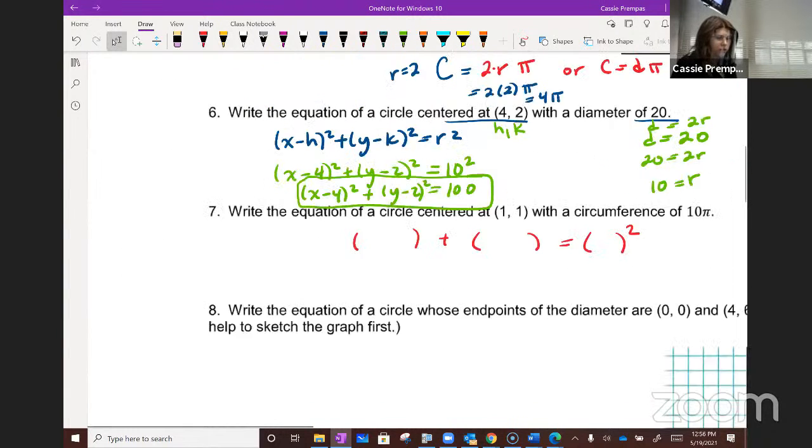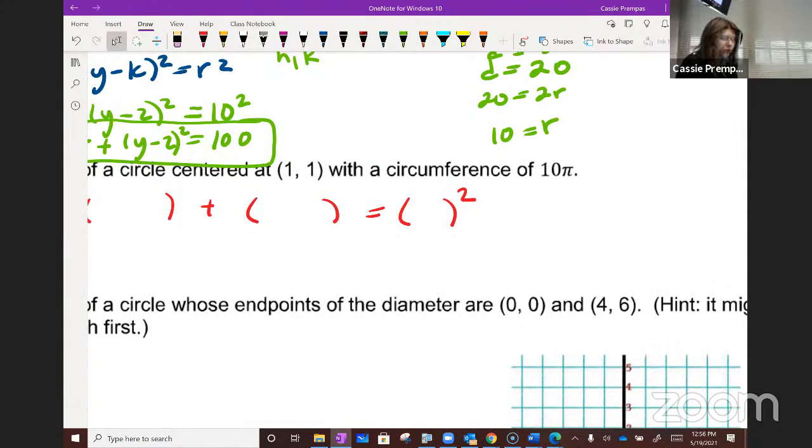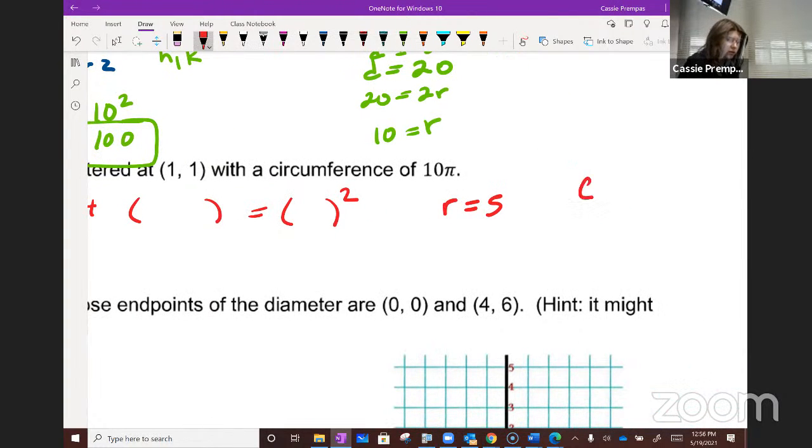Number 7. Can someone raise their hand and tell me, what did you get for the radius? And how did you get it? How did you get it to be 5? That's correct. Circumference is 2 pi r. So if we know 10 pi is the circumference, we know 2 times pi times a number has to equal 10 pi. So what would that number have to be? It has to be 5. So we know that r has to equal 5.